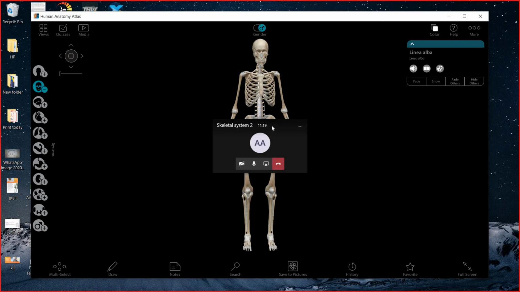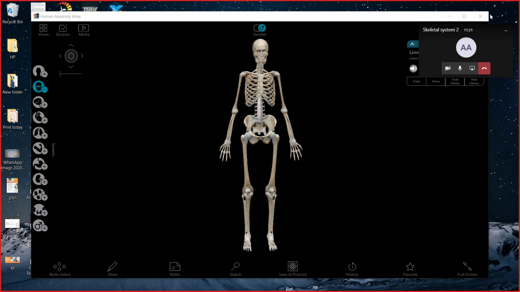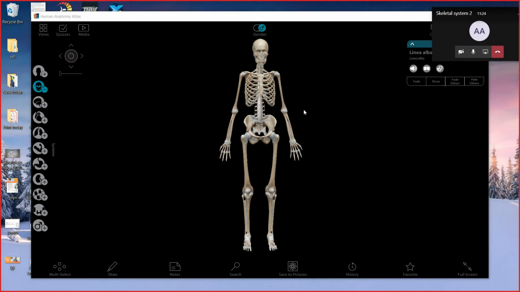Today's lesson is about another system, which is the skeletal system. Skeletal system, this includes the skeleton of our body, and of course our skeleton is composed of many parts, and structurally it is made of bones and cartilage.